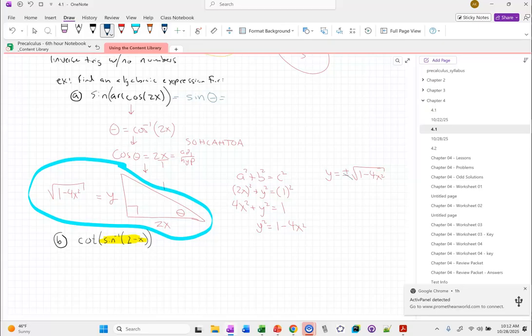So if cosine inverse of 2x is theta, I just really need to compute sine of theta. I remember from SOHCAHTOA, sine is opposite over hypotenuse. If I look at my triangle, the side opposite is root 1 minus 4x squared. And the hypotenuse is 1. That's my answer.